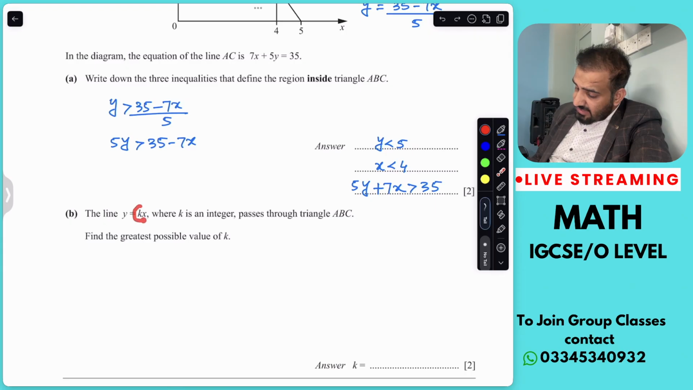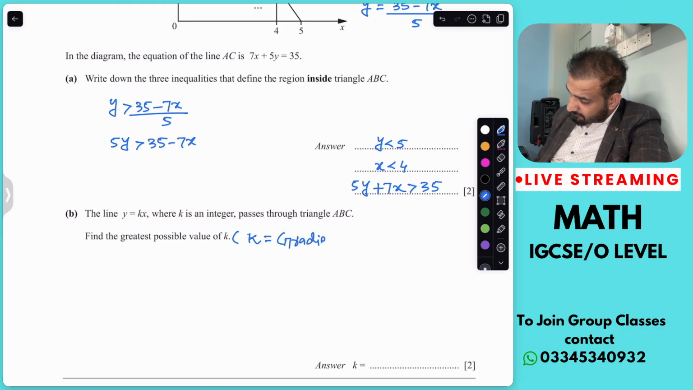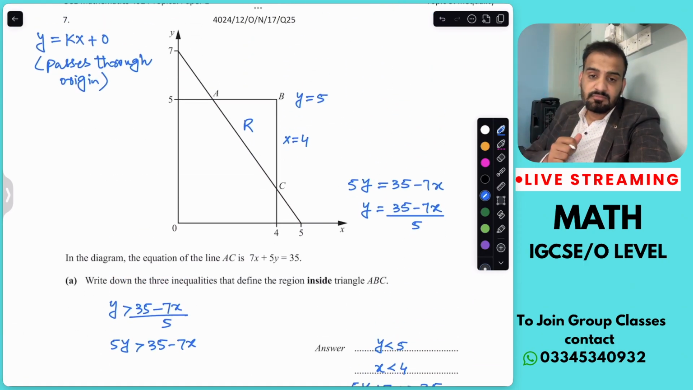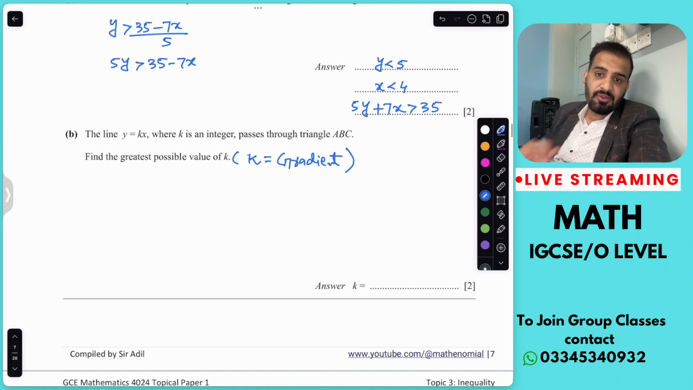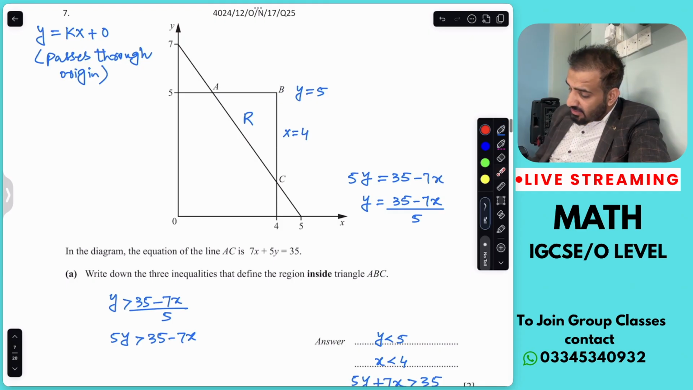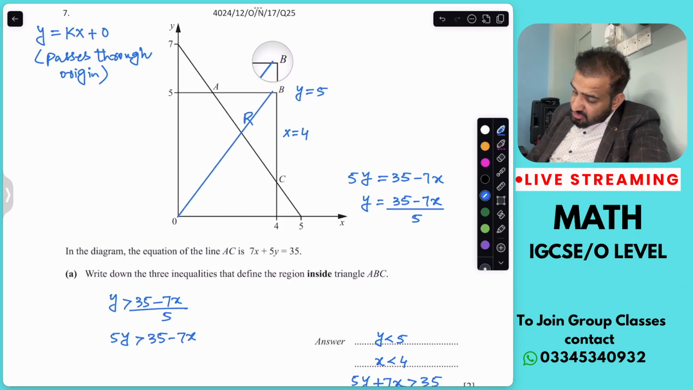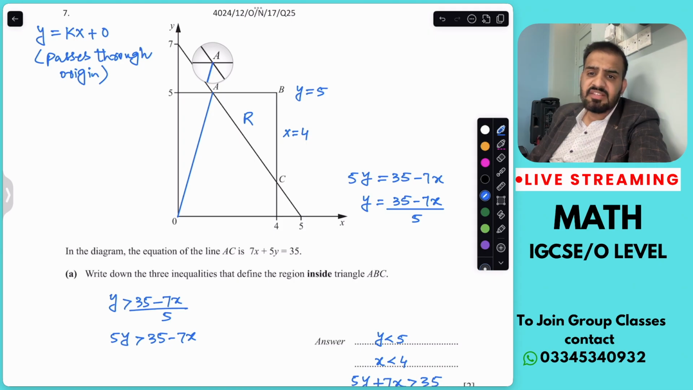Do you agree with me that your k is the gradient? K is the gradient. So we have to find the gradient of the line, the greatest possible value for the gradient, okay? So students, look at this line. Now I will ask you, if I move this line on the triangle, this is triangle ABC, tell me where this line has the greatest gradient, the largest gradient.